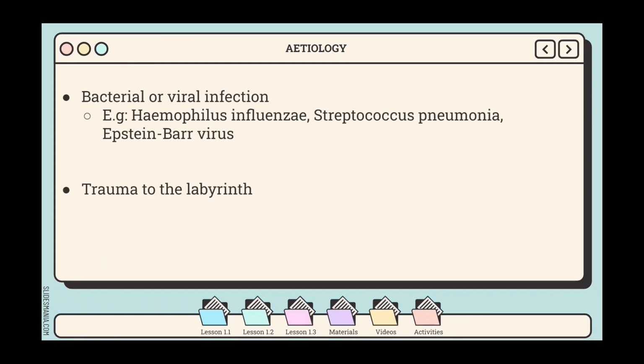These are the two common etiologies that contribute to acute labyrinthitis. First is bacterial or viral infection. The common causative organisms are Haemophilus influenzae, Streptococcus pneumoniae, and Epstein-Barr virus. Second etiology is trauma to the labyrinth.